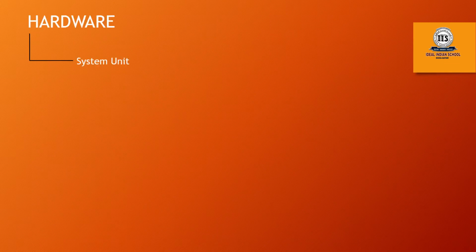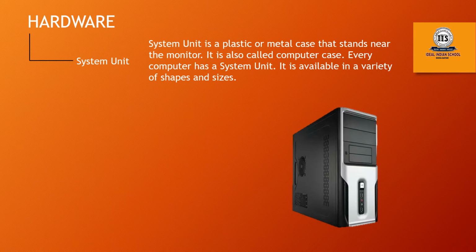First is a system unit. System unit is a plastic or metal case that stands near the monitor. It is also called computer case. Every computer has a system unit. It is available in a variety of shapes and size.